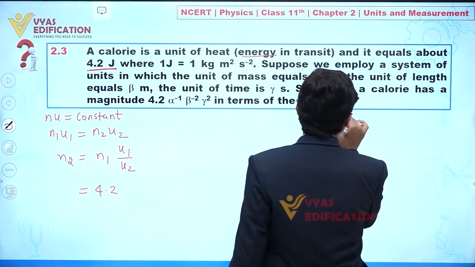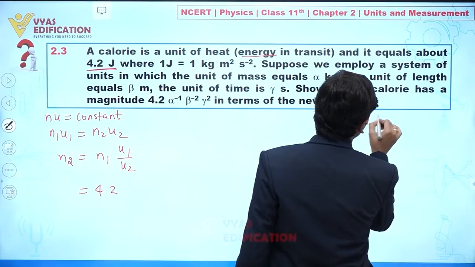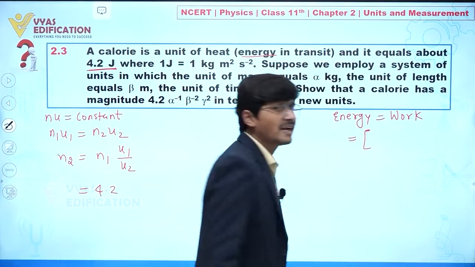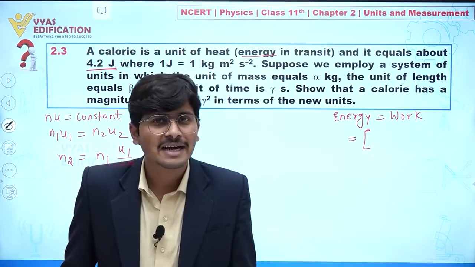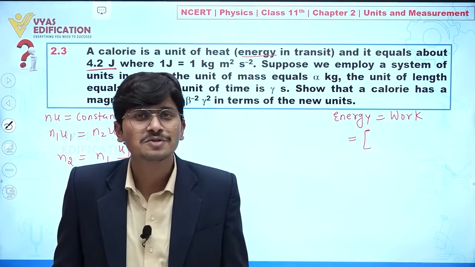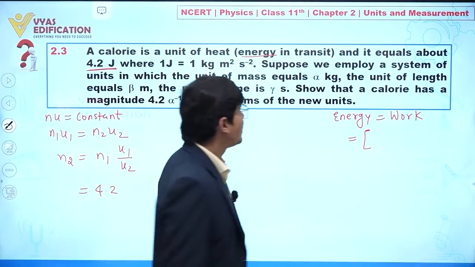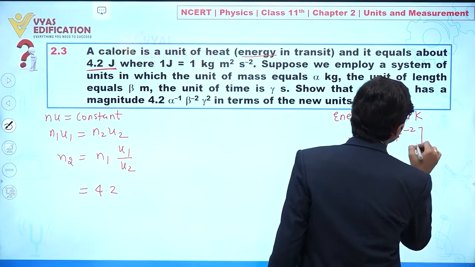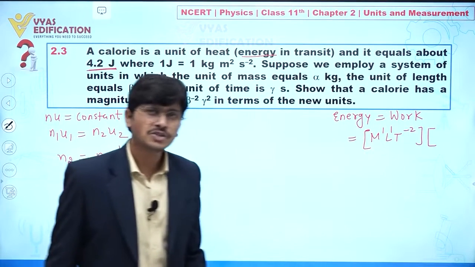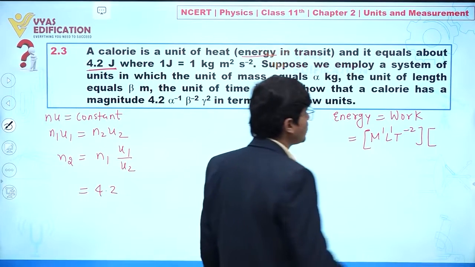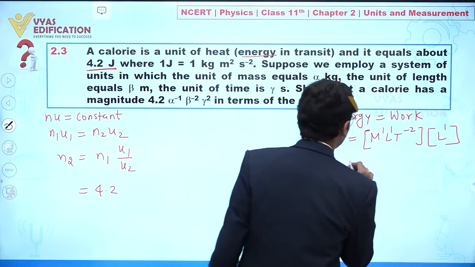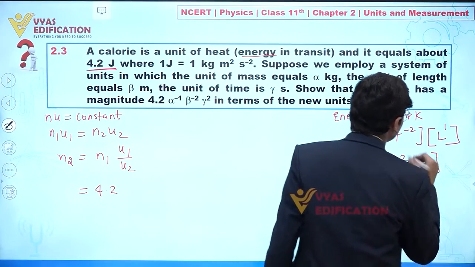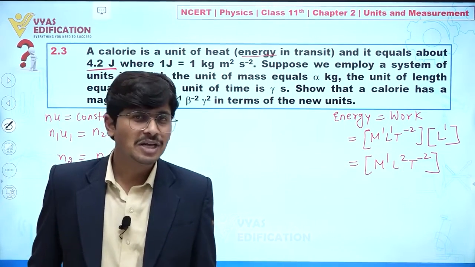Energy has the same dimensional formula as work. Work is defined as force multiplied by displacement. Force means mass into acceleration, M1 L1 T minus 2, and displacement is L1. So from here we can write M1 L2 T minus 2.